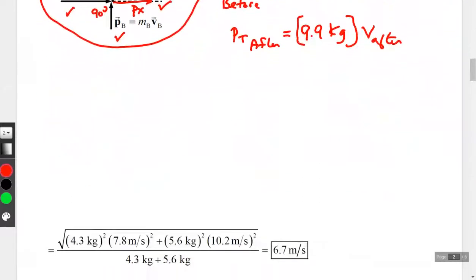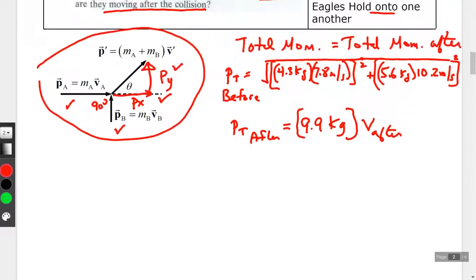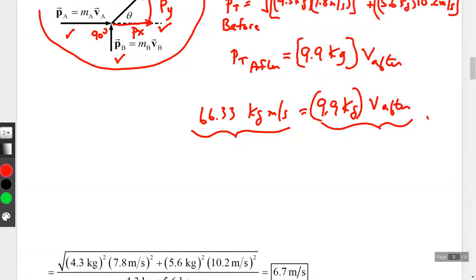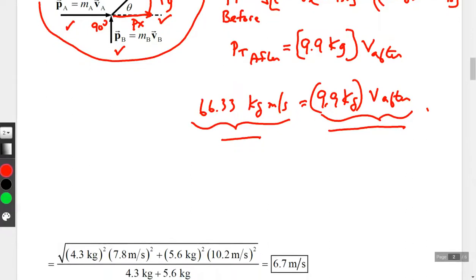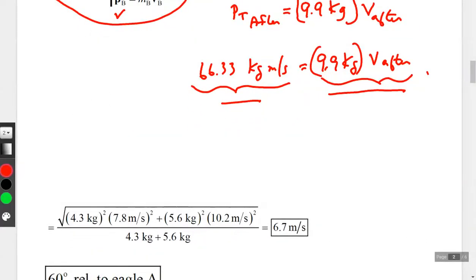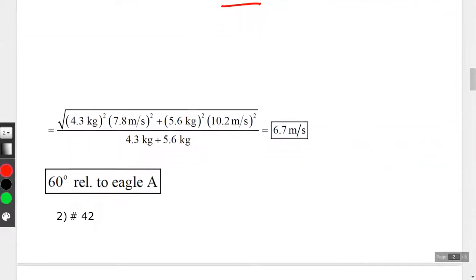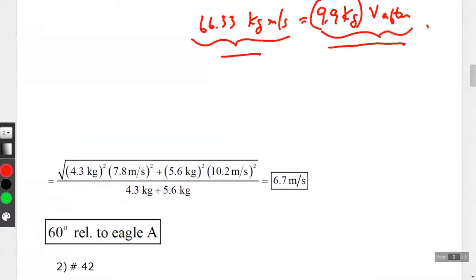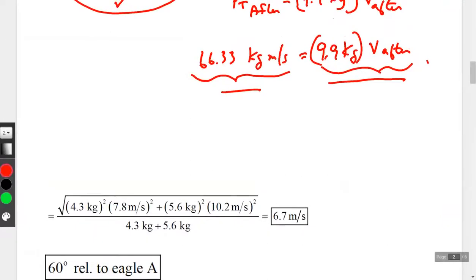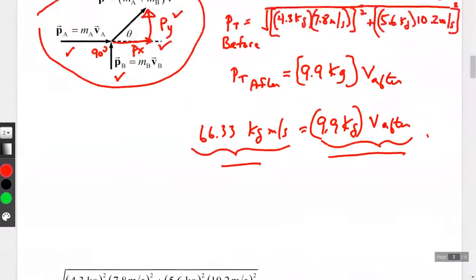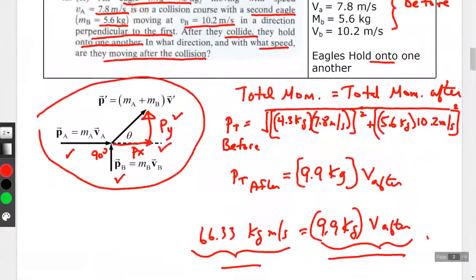Let's see what we got over here. So it looks like this. The total momentum before is here, which equals the total momentum after, the combined mass times the velocity we don't know, and we get a solution of 6.7, rounding it to two significant digits. And here's the solution in another way. So that's the speed after, the combined speed.